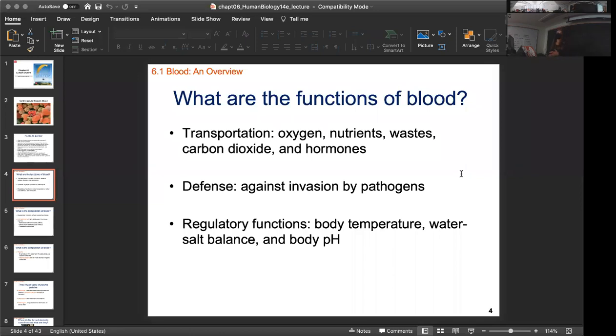So the functions of the blood, we want to use it to transport nutrients such as oxygen and, let's see here, I'm going to get this pulled up on the Zoom here. We want to transport oxygen and nutrients.